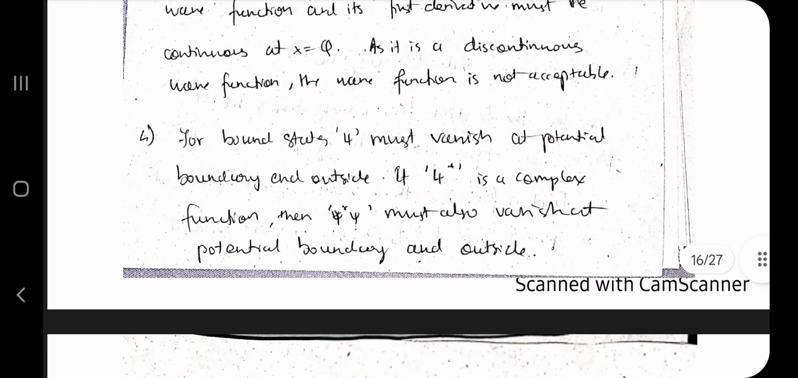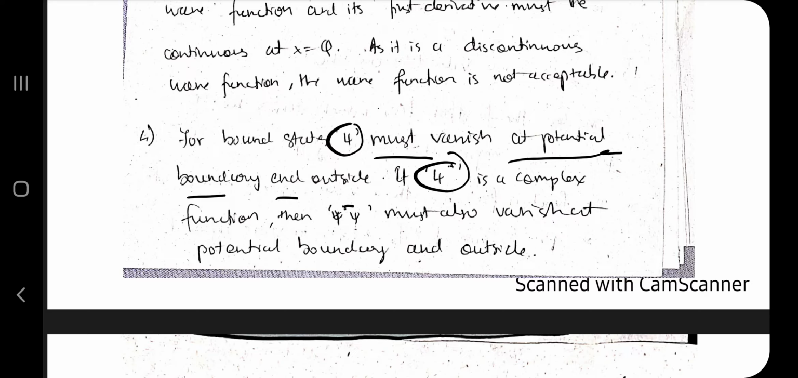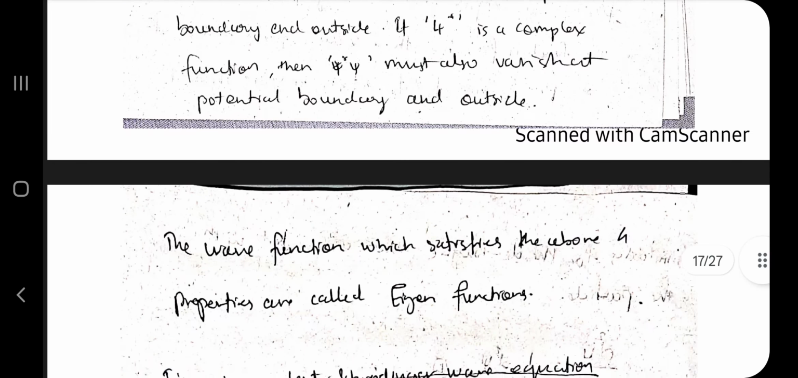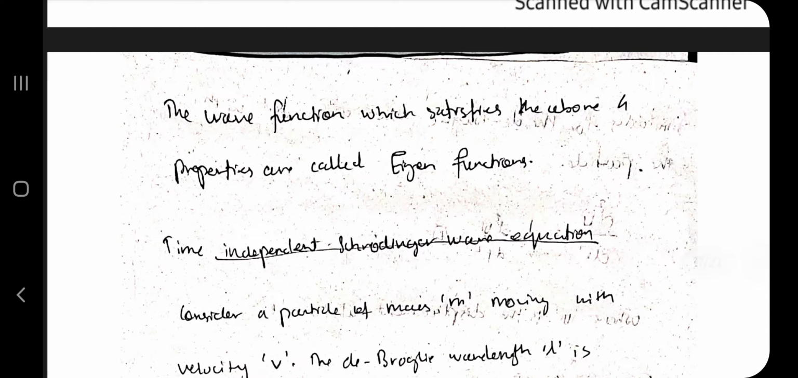The fourth one: for bound states, psi must vanish at the potential boundary and outside. If psi is a complex function, then psi star into psi must also vanish at the potential boundary and outside. The wave function that satisfies the above 4 properties is called an eigenfunction. If they ask about the properties, you have to write these 4 properties and explain.